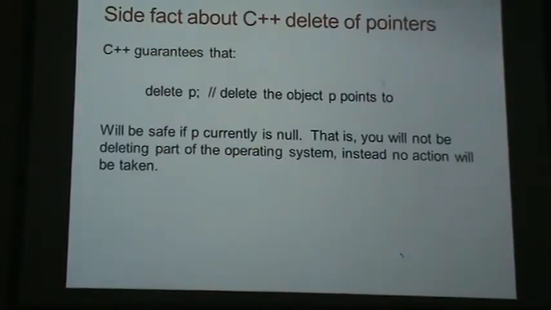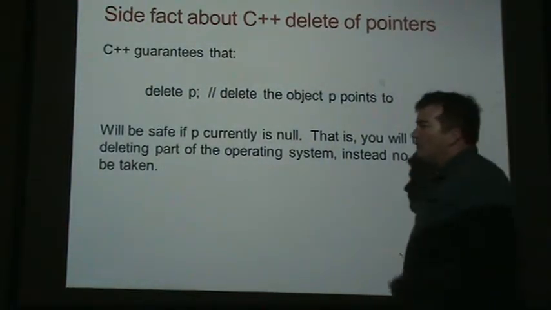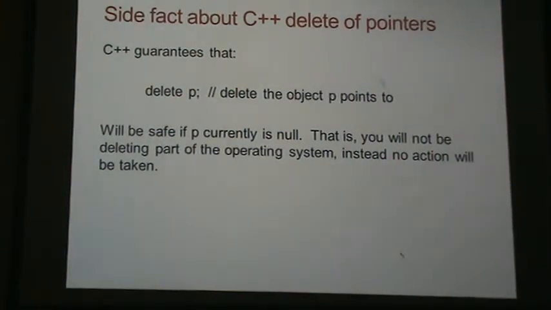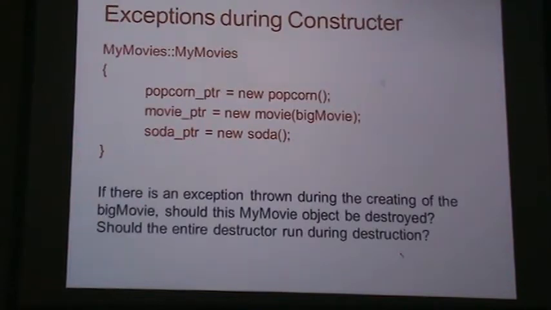Okay, so let's see, C++ also puts this guarantee in. When you call a delete of a pointer, if the pointer is currently pointing at 0, which I guess would be the beginning of the operating system, it's not going to try to start deleting the operating system. It'll just say, oh, it's 0, I'm not going to do anything. So you don't have to say, if pointer not null, then delete. Every time you go to do a delete, you could just do a delete and it's implied that that's going to happen.